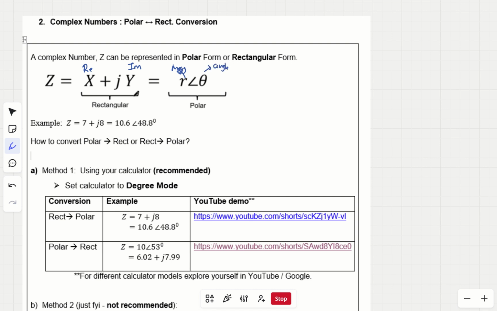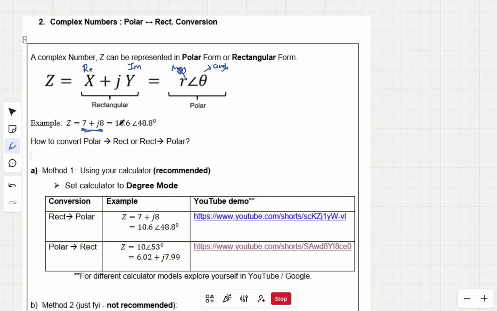So in rectangular format, we write like this: the real number and the imaginary number, and we put a j to indicate that we multiply j with the imaginary number. So this is an example: 7, this is the real number, this is the imaginary, and we add them. So this whole thing is a complex number.